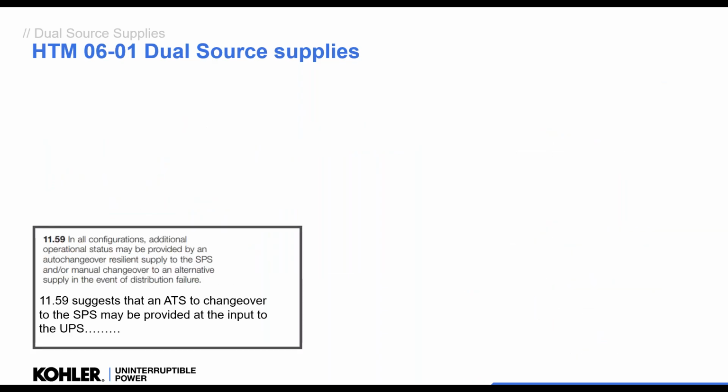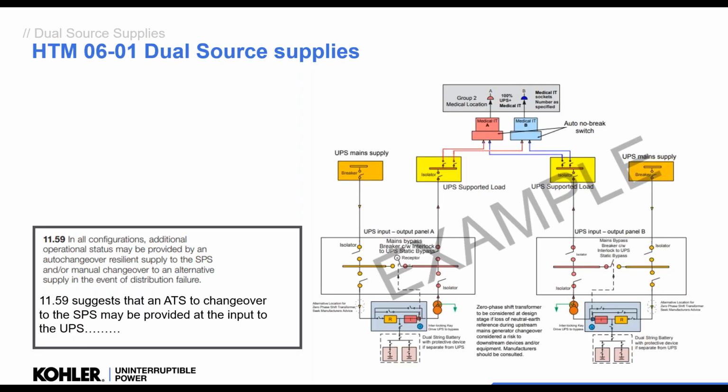Now it also says we can make additions by having an auto changeover supply to the secondary power source and/or manual changeover. So this suggests that an ATS, an automatic transfer switch, can change over to the SPS from the PES and may be provided to the input of the UPS. Now it could also be at the final circuits.